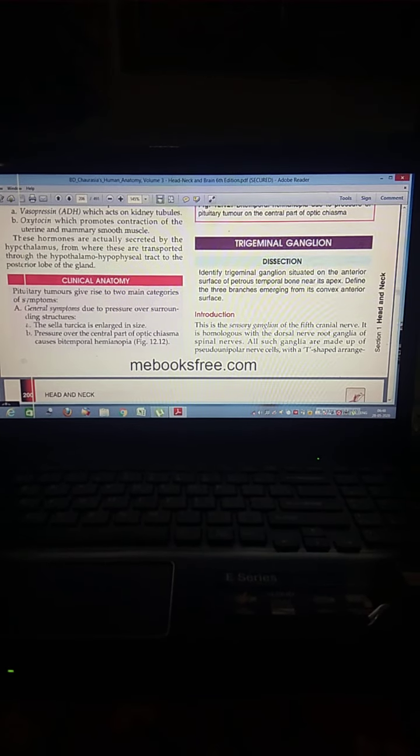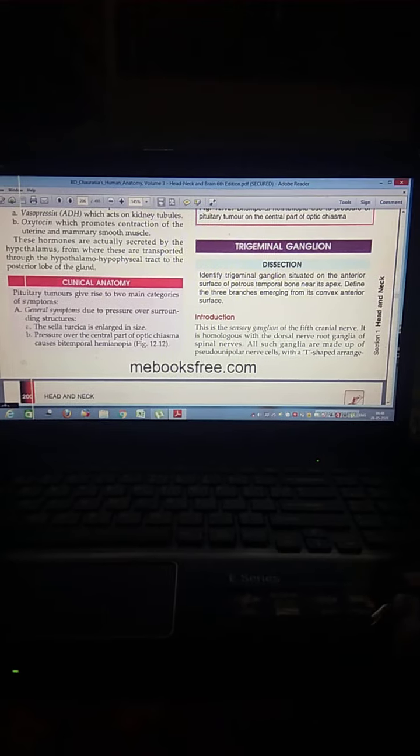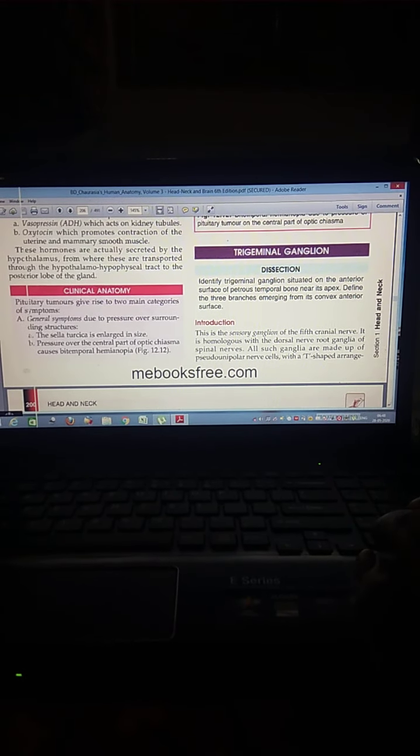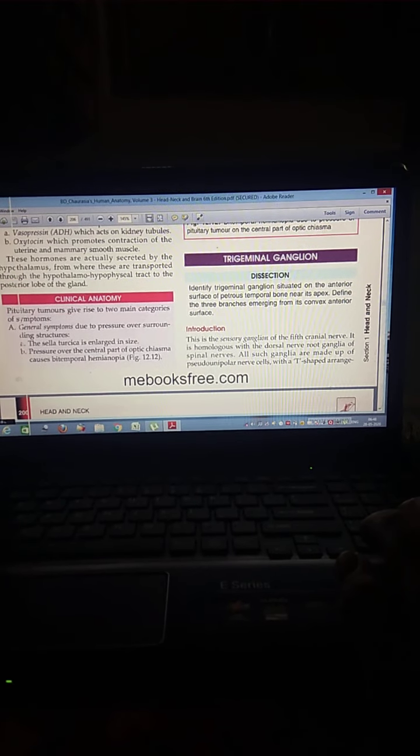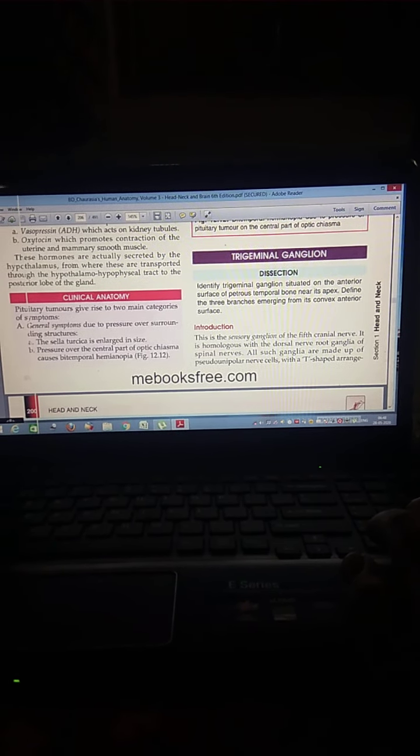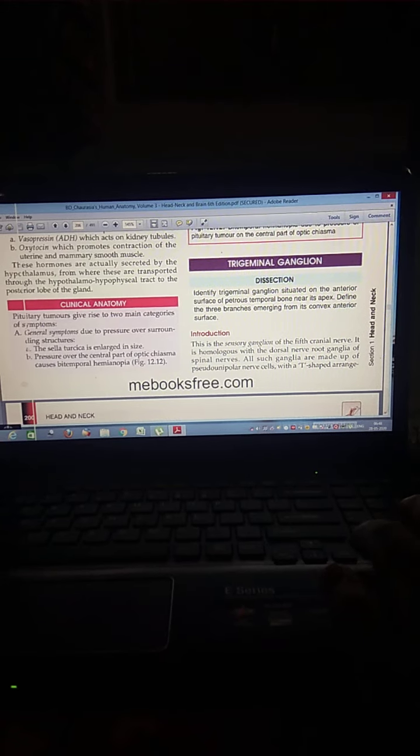Good morning, all. Today's topic is trigeminal ganglia. Now, introduction. This is the sensory ganglion of the fifth cranial nerve. It is homologous with the dorsal nerve root and ganglia of the spinal nerve.